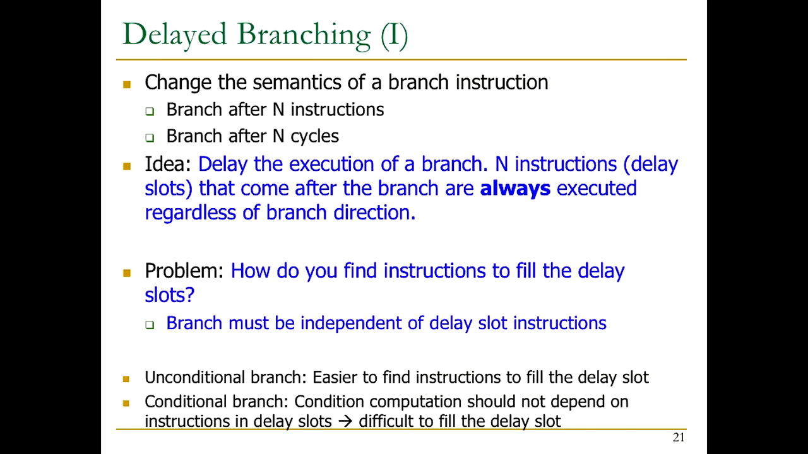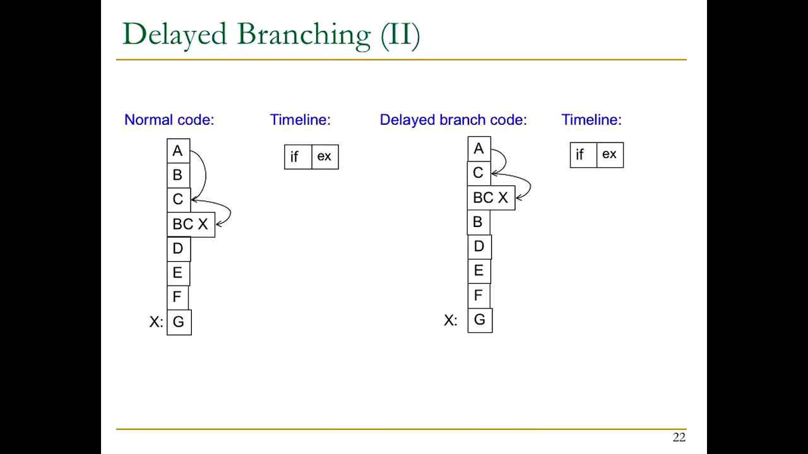But conditional branches pose another problem. Now the condition computation should not depend on the instruction in the delay slot, so it's difficult to fill the delay slot. And also, you're conditionally jumping to the target. If you move an instruction from the target basic block into the delay slot, and you're not going to take the branch, you have a problem, right? Okay, so let's see this.